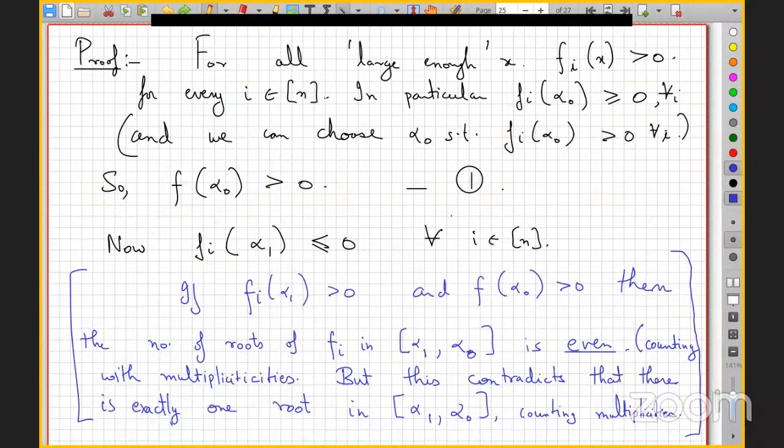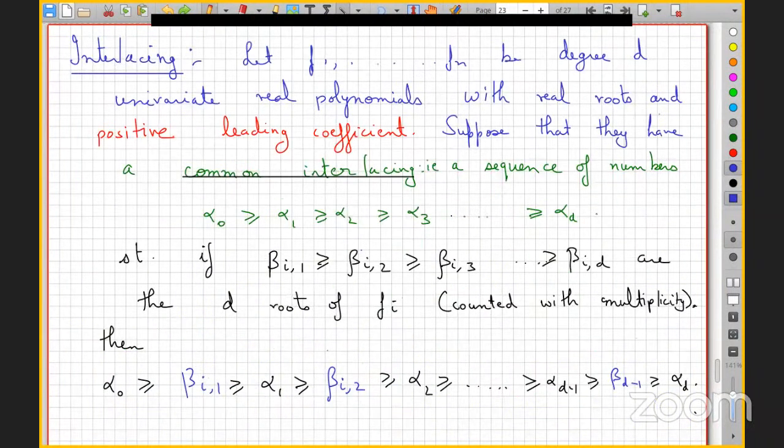I mean, products is easier, right? Because the roots of the product are exactly the union of the roots of the original ones. So if you take a product of f1 to fn, then the roots are exactly the union of the roots of the f's. Yes. Yeah.